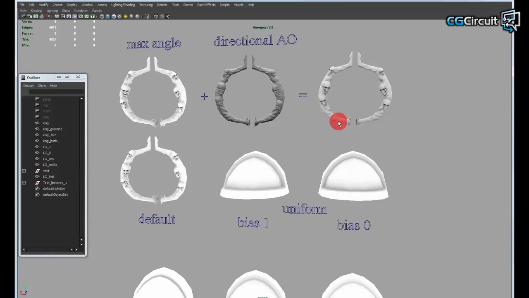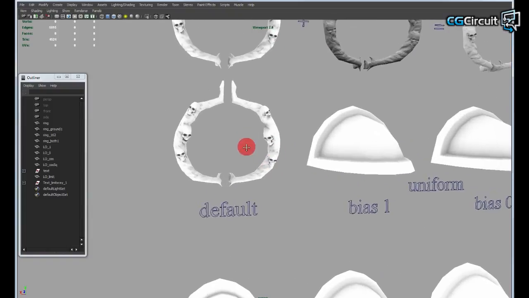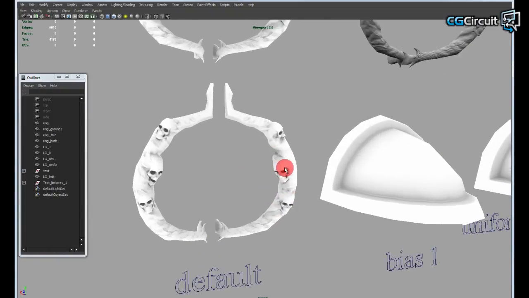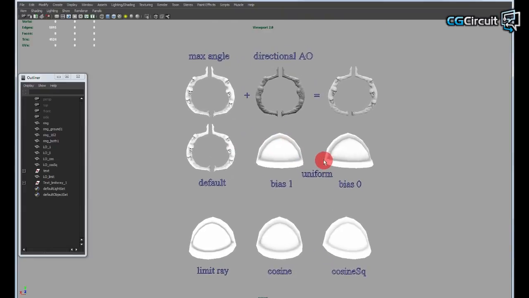AO is one of those things that I think I use differently from other artists. I think most artists prefer to reserve the darkest areas for the most extreme recesses. But for the reasons I just mentioned, I will do whatever looks the best in the game engine.